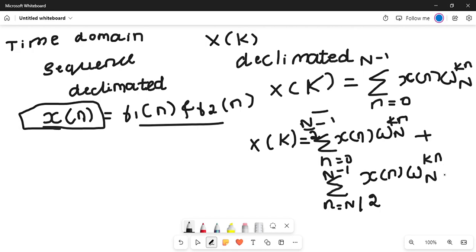It's x of n into omega n kn, right? So here we are dividing the summations for first n by 2 sequence and then for all the other n by 2 sequence. So what is going to happen is that here I am going to decimate by dividing the x of k, right? This is the very first point.